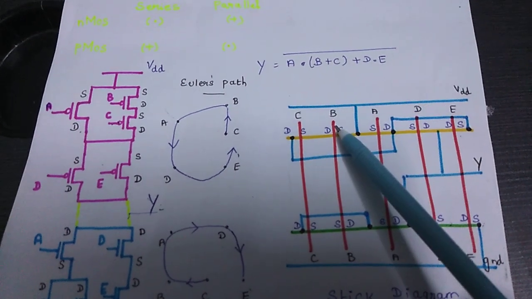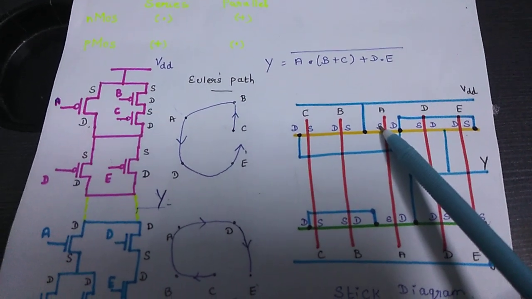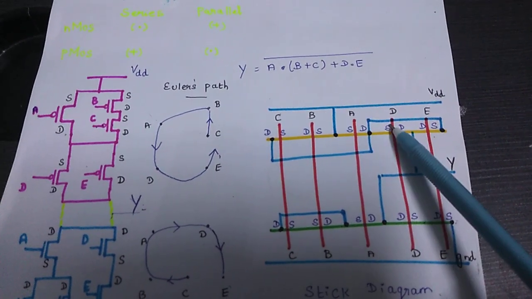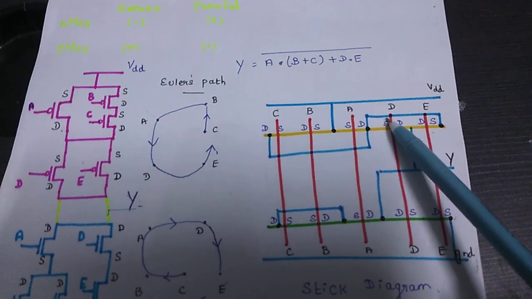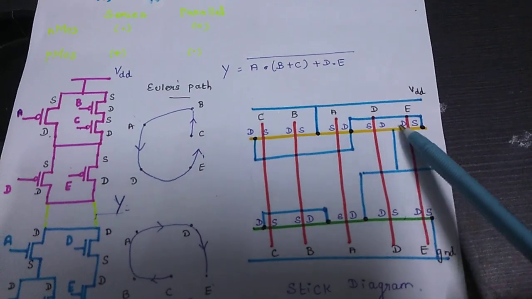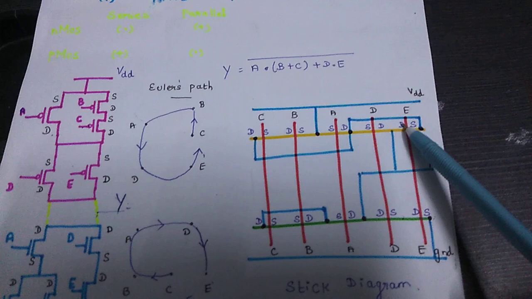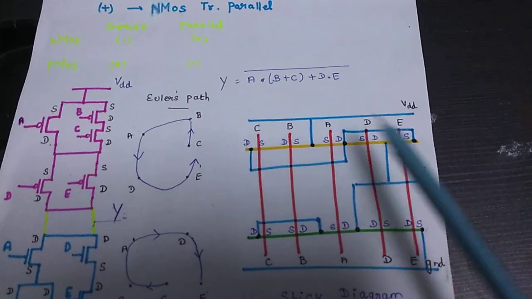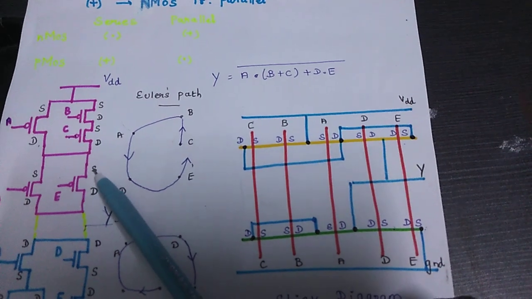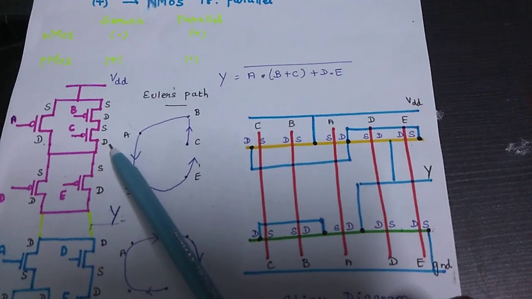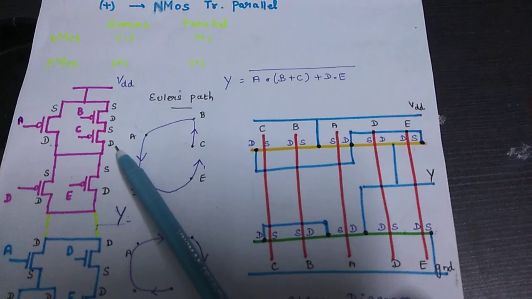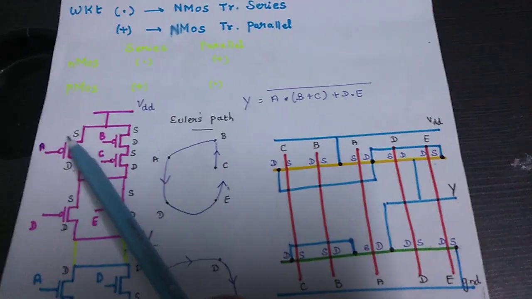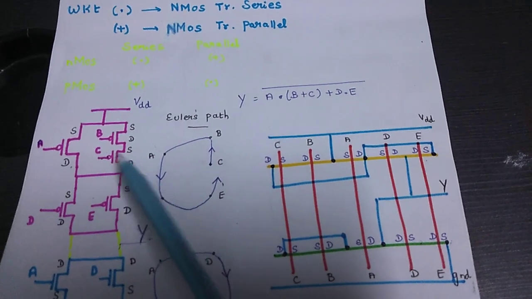The source of B transistor is connected to source of A transistor. The drain of A transistor should be connected to source of D transistor. The drain of D transistor and drain of E transistor are connected together, right? And then finally we have to connect the source of E transistor to the drain of C transistor. Okay, and one more connection is drain of A transistor to be connected with drain of C.